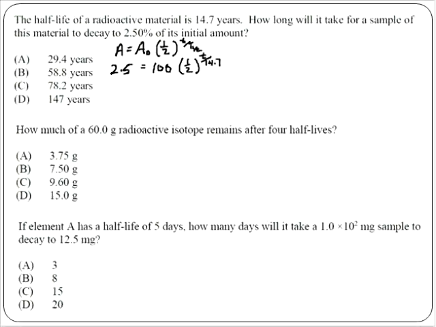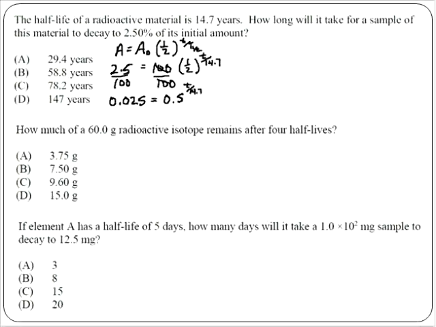So I do that first. Then I divide by 100. Hundreds cancel. And you got 0.025 is equal to, I'm going to make the half a 0.5, to the power of t over 14.7.